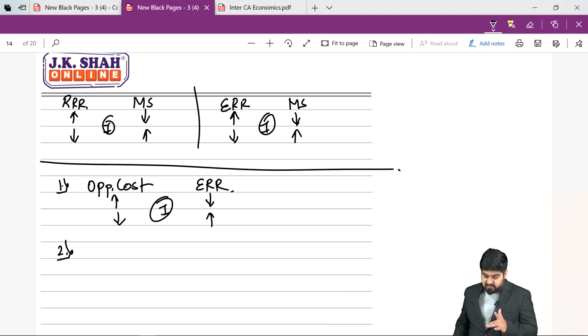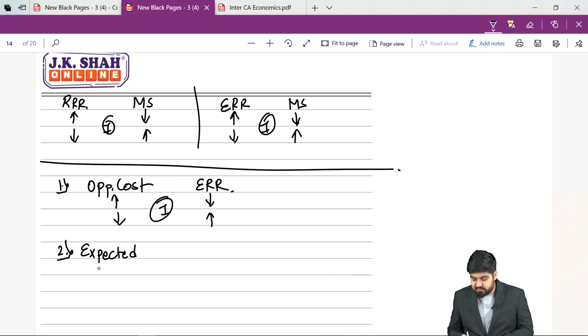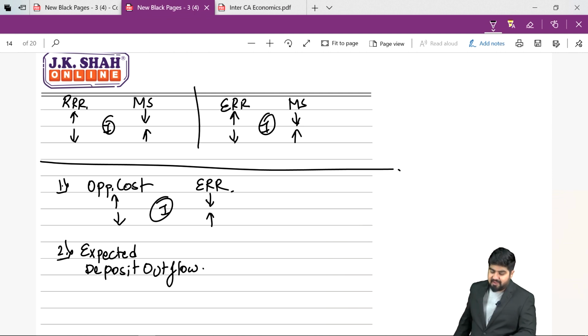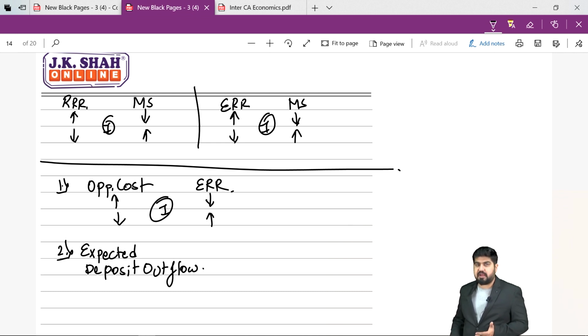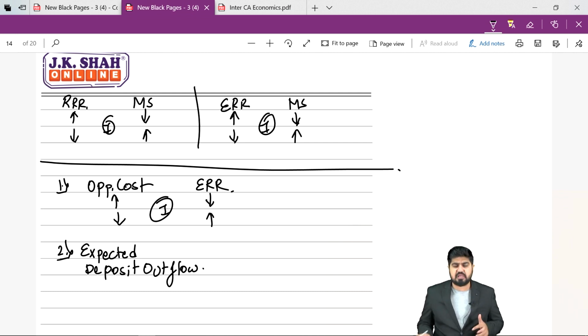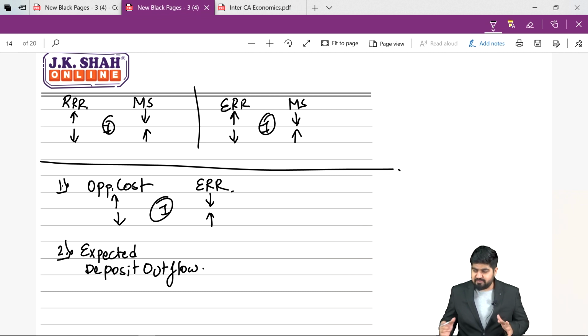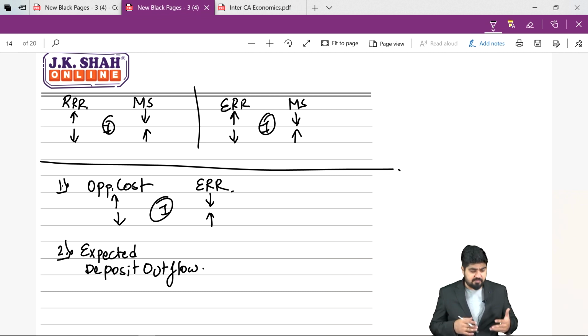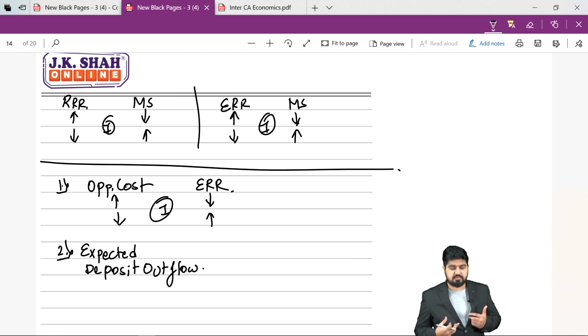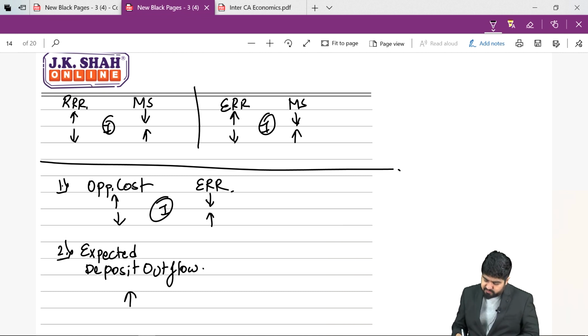Second one, students, what will now influence excess reserve ratio? There is one more thing which will influence the level of excess reserve ratio, and that is nothing but expected deposit outflow. What is that? Now India is a country of festivals, right? We are having Diwali, we are having Eid, we are having Christmas, we are having Holi, Ganesh Chaturthi, and so many different things. So whenever there is a festival, there is excitement. There are people who go and withdraw more and more cash from the market. So expected deposit outflow is very high from the banks.